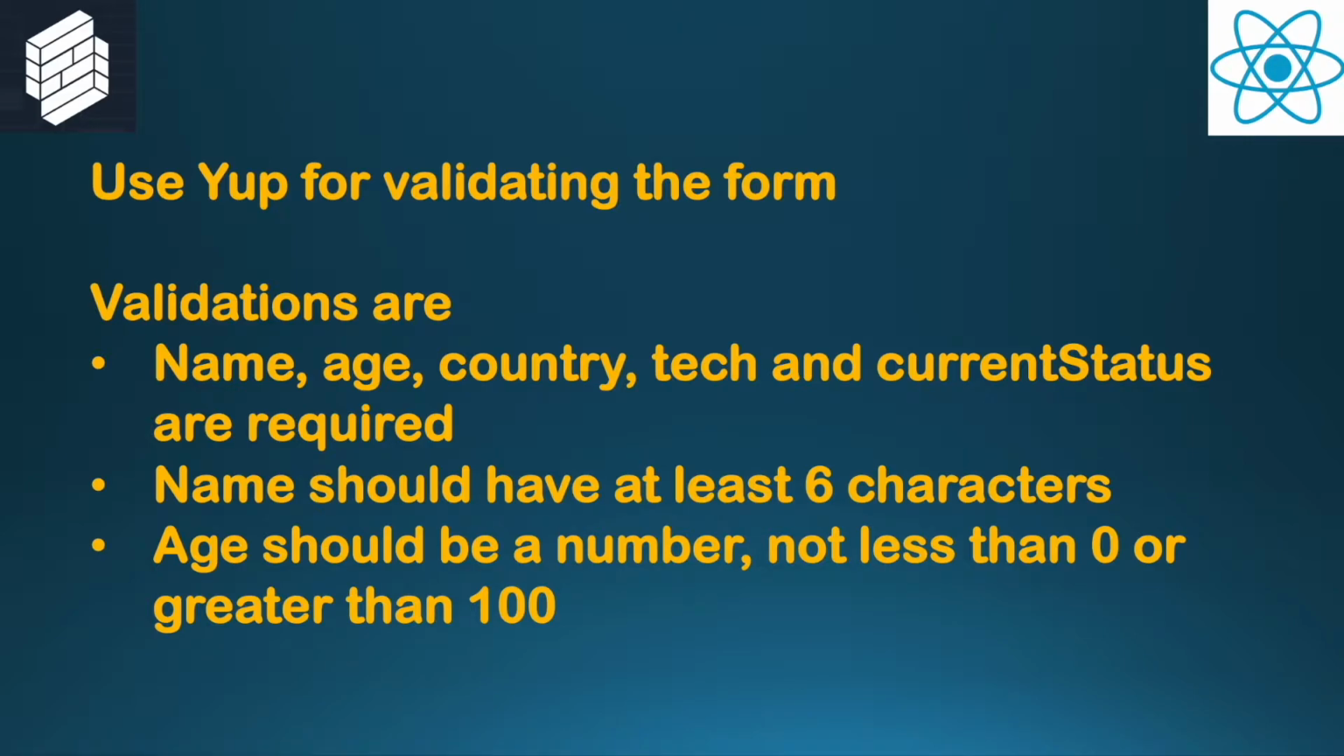In the form that we defined in the previous video with Formik, we had used the Formik validation. Let us replace that validation with Yup. The validations that we had defined were: name, age, country, tech, and current status are required. Name is a string and should have at least 6 characters. Age should be a number not less than 0 or greater than 100. So let us see how we define these validations in Yup and then integrate it with Formik.